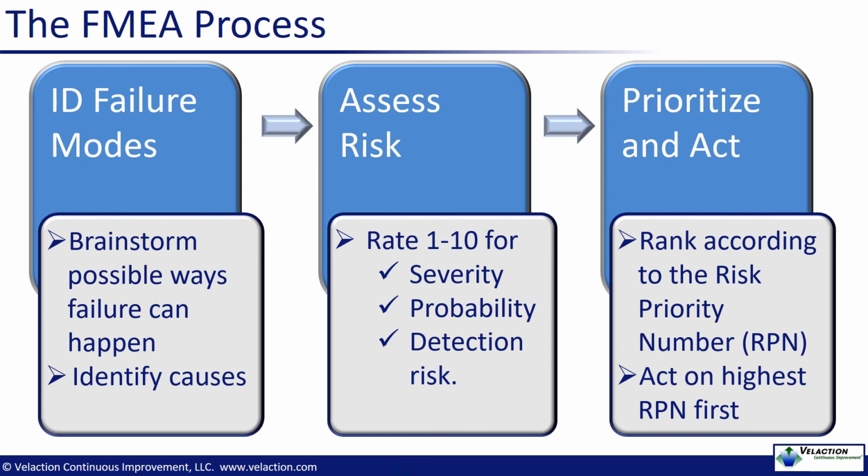The number allows you to go after the right problems first. And keep in mind, that is part of the FMEA process. You have to actually develop an action plan to prevent the problems you have identified from occurring. The RPN lets you prioritize so you can go after the most troublesome issues first.